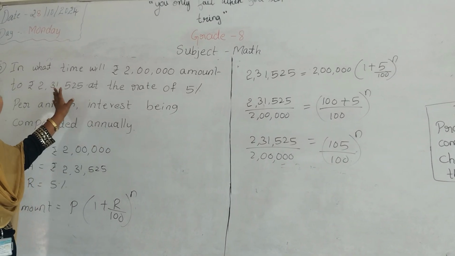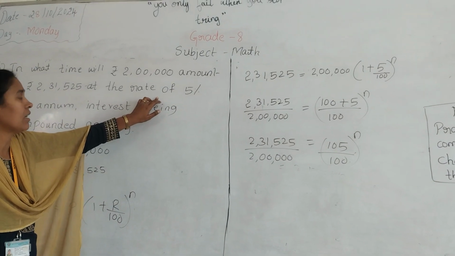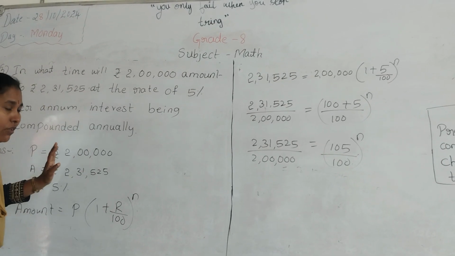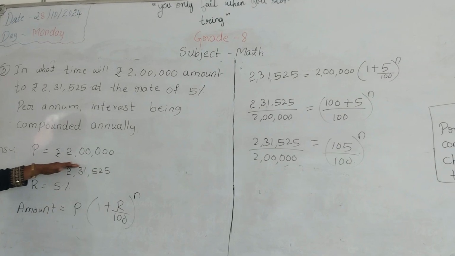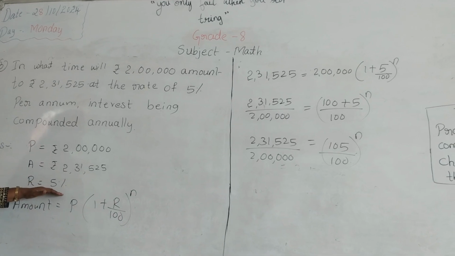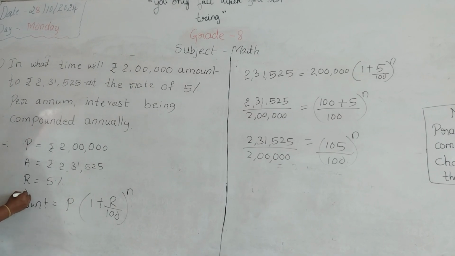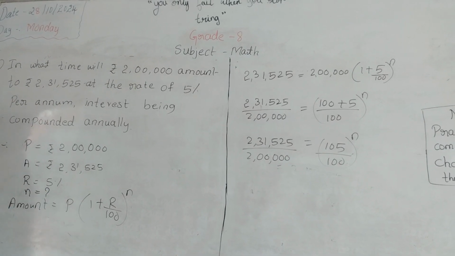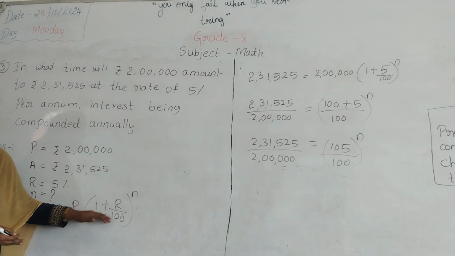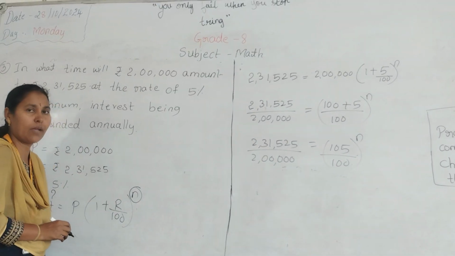They have given us the principal and the per annum percentage. How much is given? 5%. And they have given us the amount: how much? 2,35,525. Principal, how much is given? 2 lakh. Amount, how much is given? 2,31,525. Now the rate, how much? 5%. Here we have to find n, that means the number of times. Amount equals P open bracket 1 plus R divided by 100 raised to n, children. We have to find the number of times.